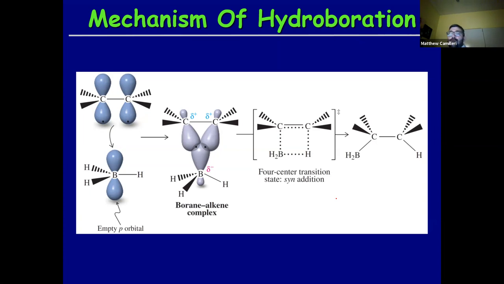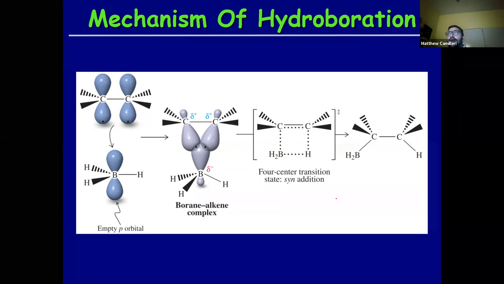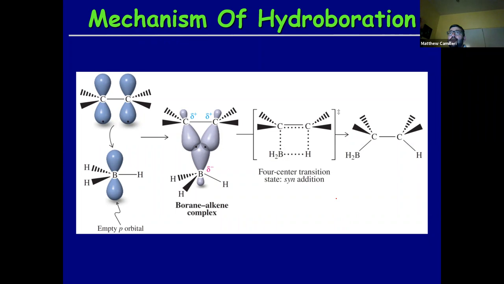Now, I wouldn't worry too much about four-centered transition states and things like that. But I would be noting that you have an interaction, and the hydrogen would actually end up interacting, and you will be able to see what's happening. So the electrons from the carbon are going to be donated to the boron. Once the electrons are donated, then you have a transition state. And from here, you will end up with the possibility of a reaction.